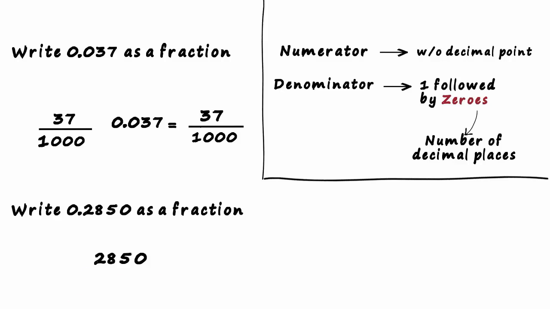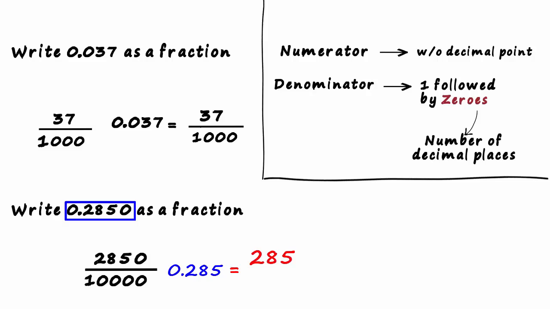In the denominator, we write a 1 followed by zeros. The number of zeros we write here will be equal to the number of decimal places in the decimal fraction. As there are 4 decimal places, we write 4 zeros after the 1. That's your fraction, 2850 by 10,000. If we view 0.2850 as 0.285, then we can write the fraction as 285 by 1000, which is equivalent to this fraction.